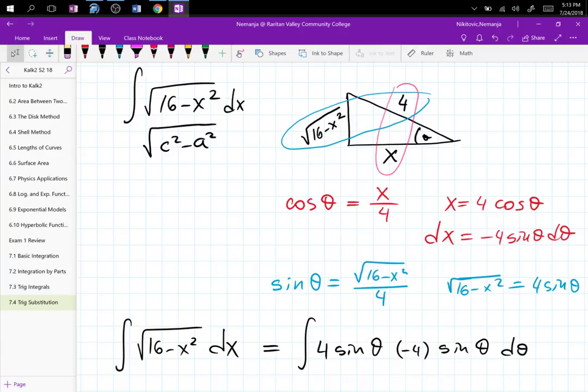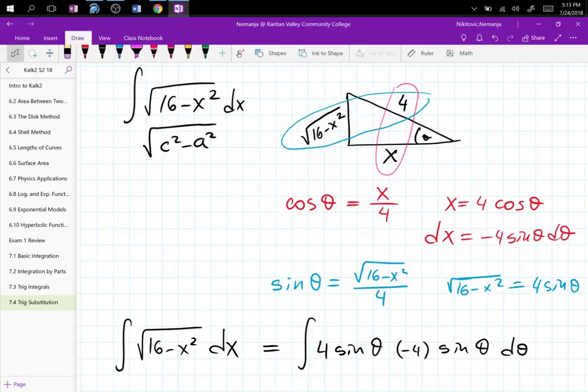And we use the blue equation to come up with what the square root is equal to. So now the square root is replaced with what it is equal to, which is 4 sine theta. And then dx is replaced with negative 4 sine theta d theta, which is this part. And then from here, you go and you integrate.